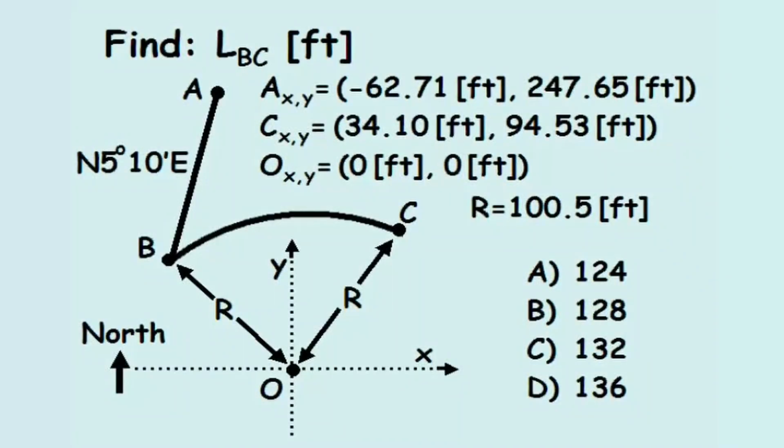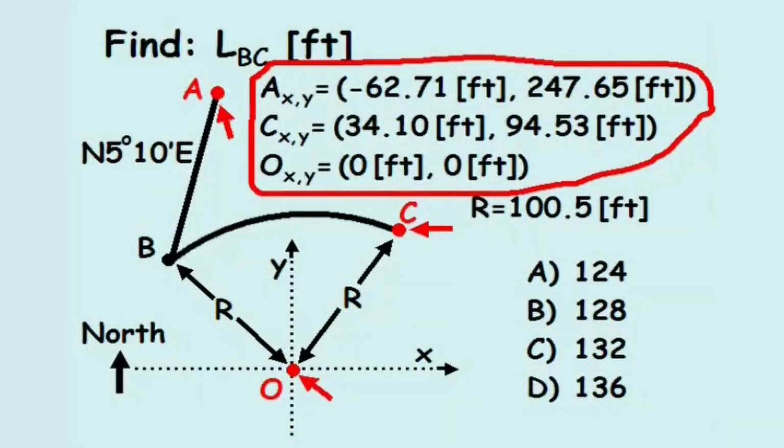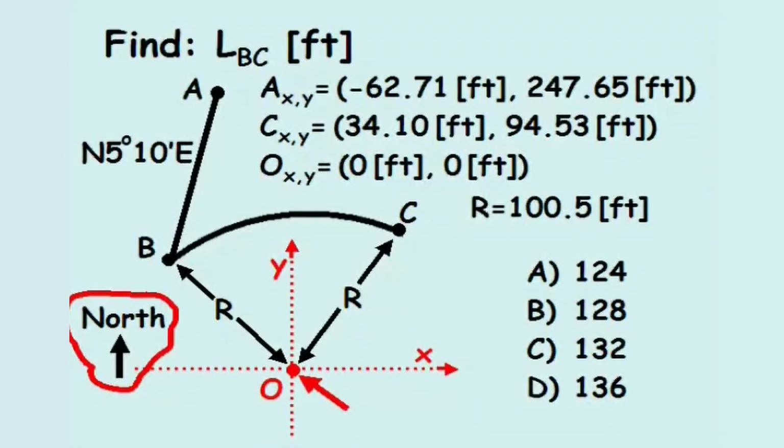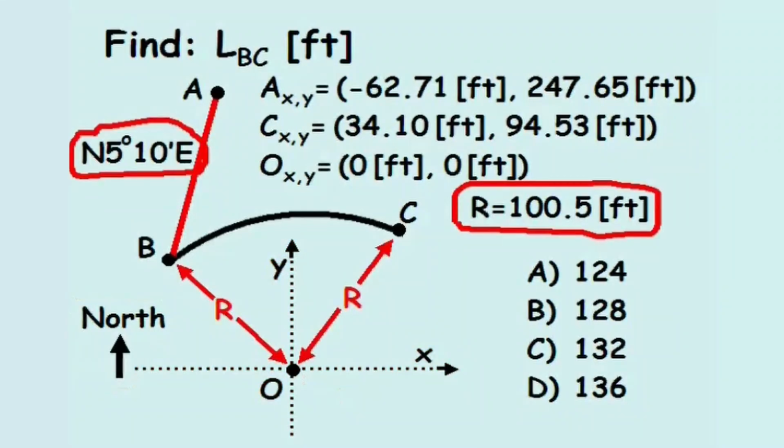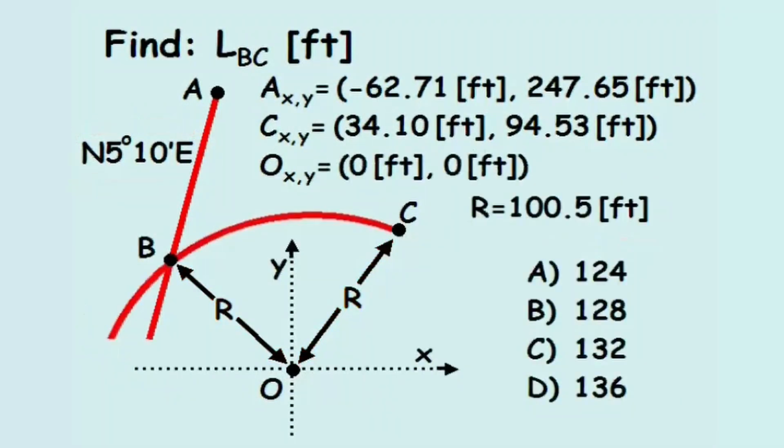Find the arc length from point B to point C in feet. In this problem, line segment AB and arc BC are connected at point B. The coordinates of point A, C, and O are provided, where point O is at the origin of the Cartesian coordinate system, and the north arrow points upwards. Also, the radius of the curve is given, as well as the bearing of line segment AB. Also note that line segment AB is not tangent to the curve.